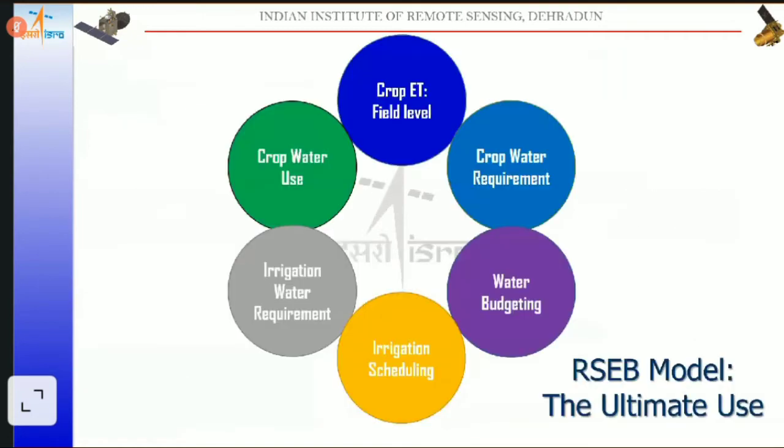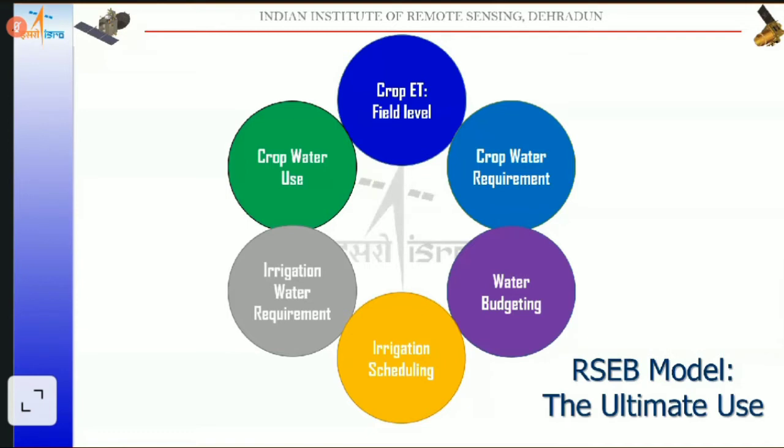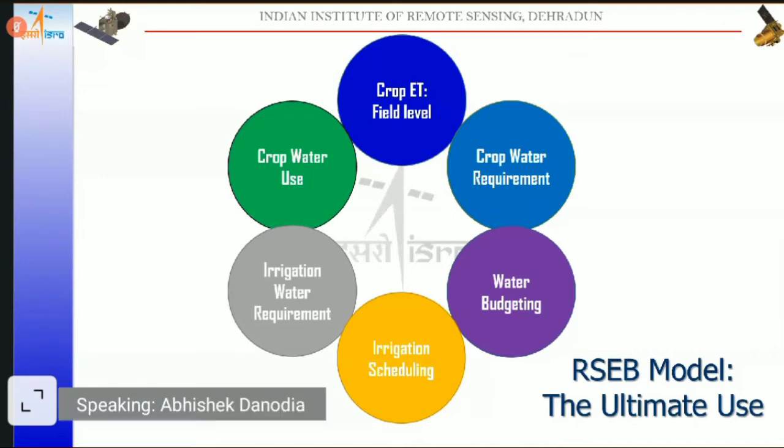Now these are the ultimate uses of the remote sensing energy balance model and its further applications. The very first, the crop transpiration. If you know how much crop transpiration is there at the field level, then you can easily judge how much water is required by the particular crop, as well as manage all your irrigation practices. The second, crop water requirement: how much water is required during the particular season with respect to a particular crop, because each and every crop has a different crop evapotranspiration rate, and that also varies from one area to another.